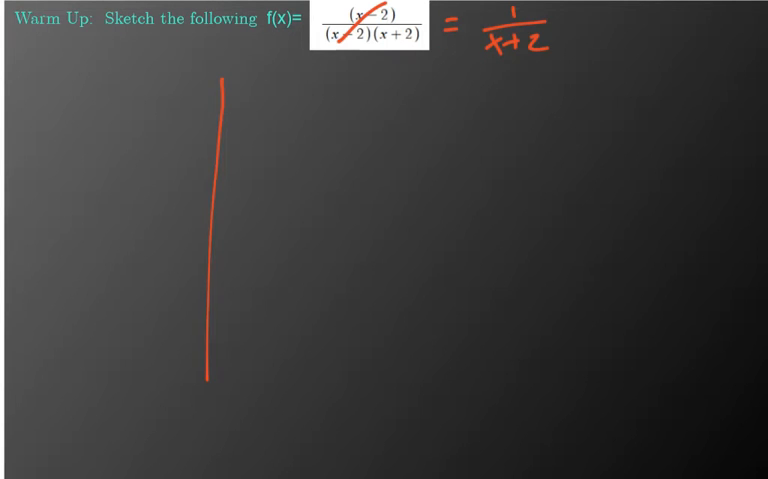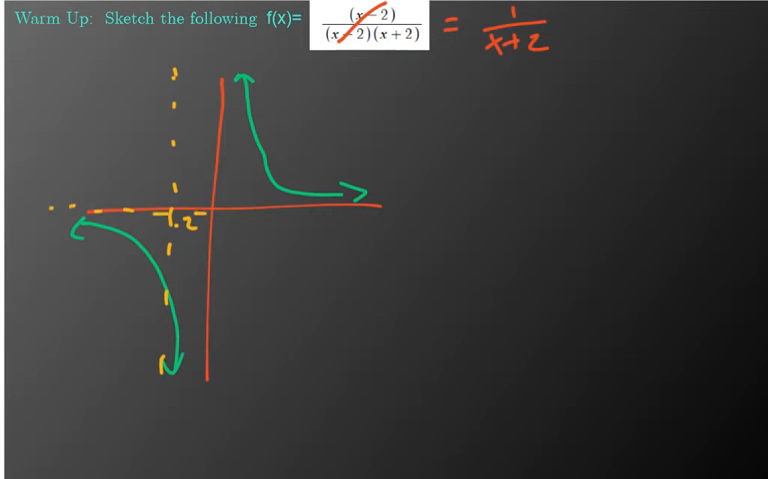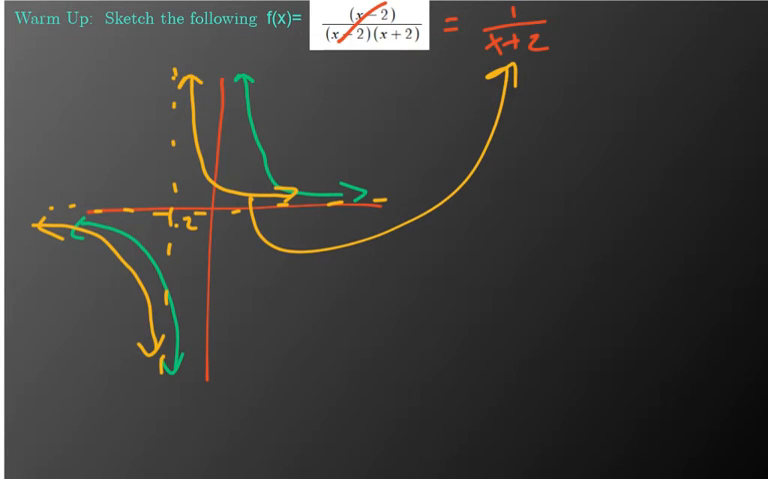And then 1 over x plus 2 we can know as taking 1 over x right here, and then the plus 2 just acts as a shift to the left 2. So we would basically just move this vertical asymptote over here to -2. The horizontal one would stay put, and so we would get this kind of graph in yellow here. So that yellow one would be 1 over x plus 2.